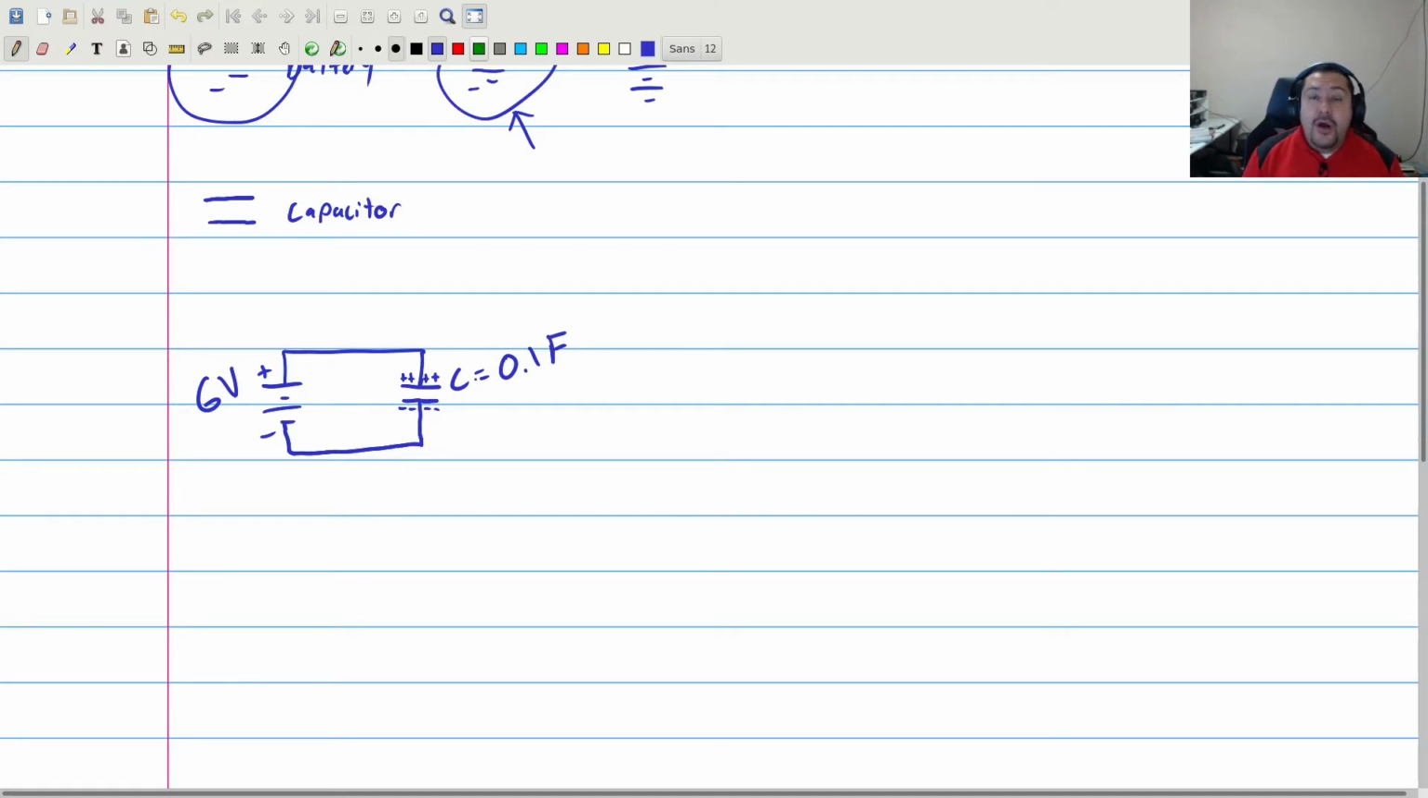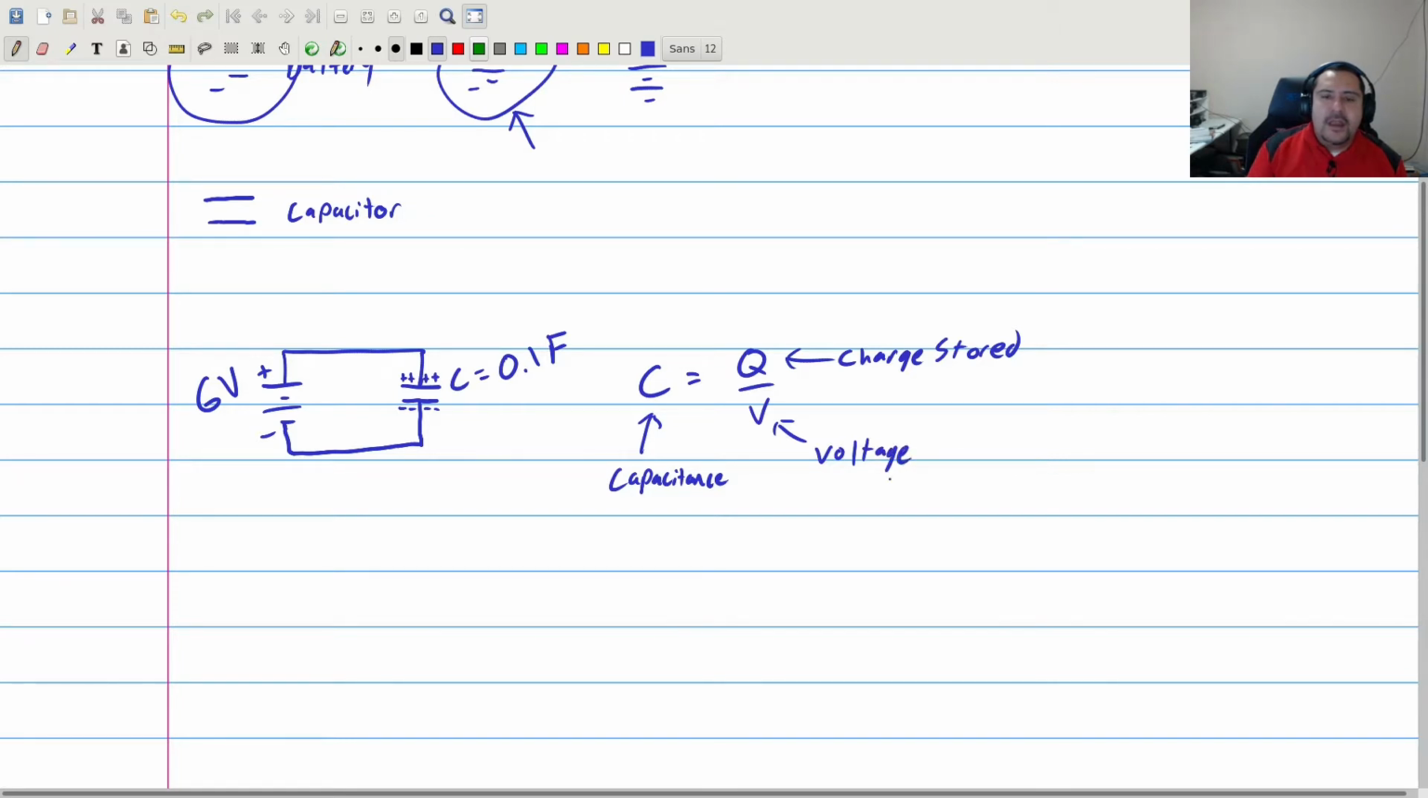We already know one of the formulas for capacitors in a circuit. We know that C is equal to Q over V, where C is capacitance, Q is the amount of charge stored, and V is going to be the voltage. So, in this situation, I could ask you, for instance, what is the charge stored in this capacitor in this situation? And we would just solve this for Q, and we would get Q is equal to C times V.